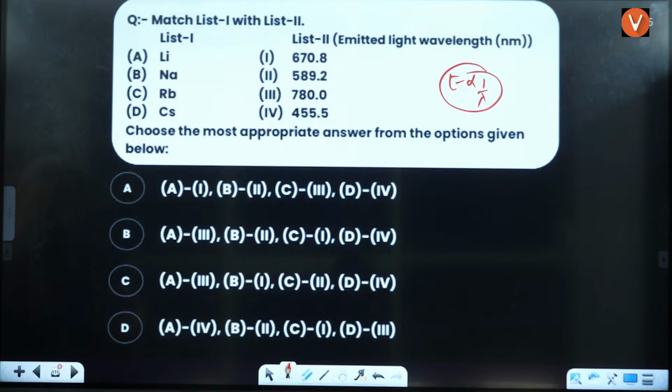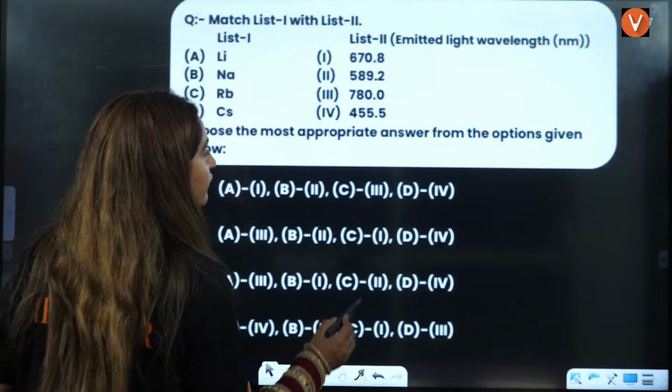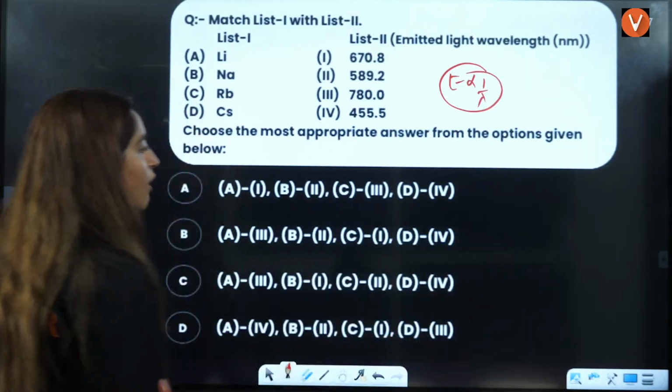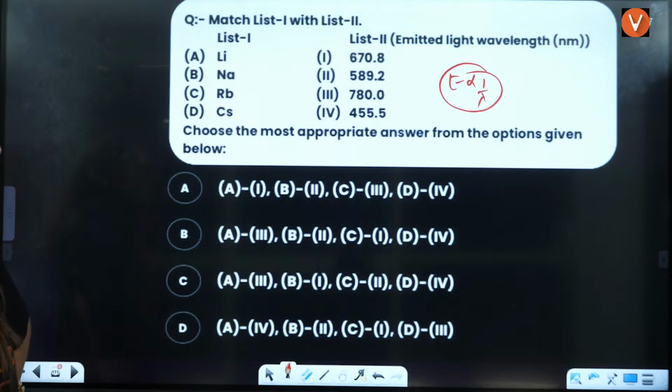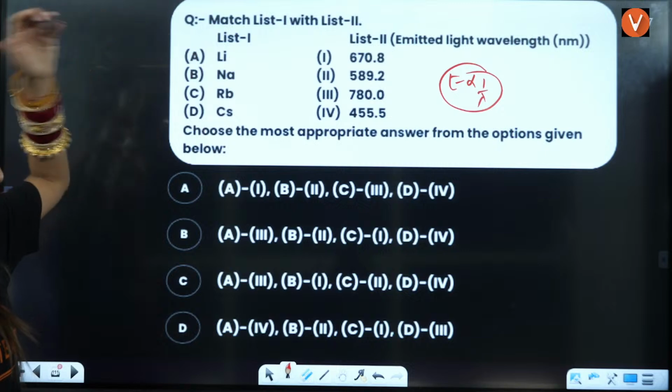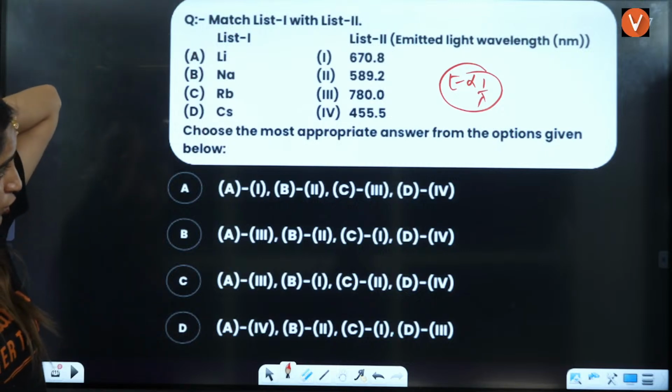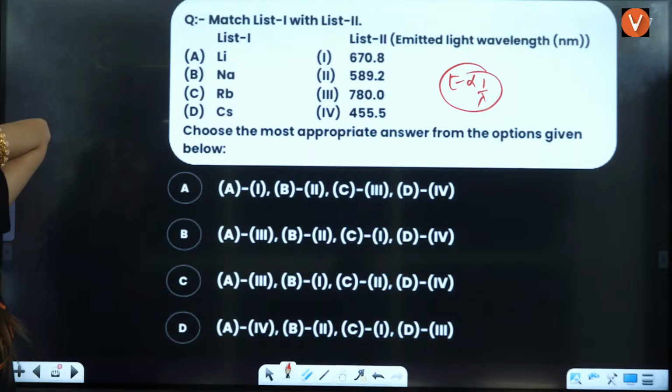Anybody here? Yes beta, down the group, which of the following is stable? The hint I have already given you, right? You have to see the increasing or decreasing order. So this is down the group. If you see this down the group, what will happen here? We are asking for the most appropriate answer, right?